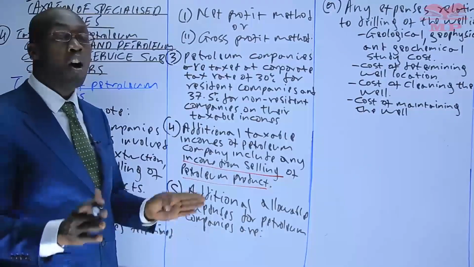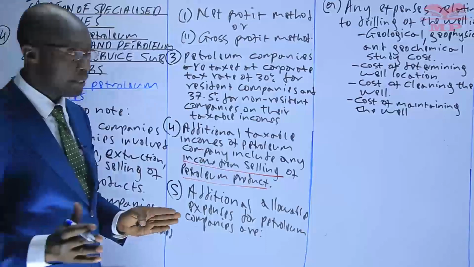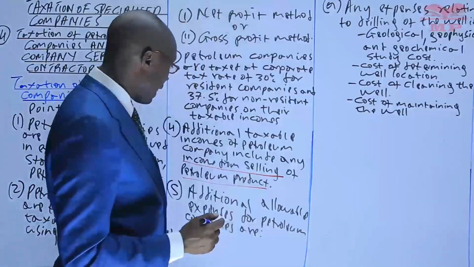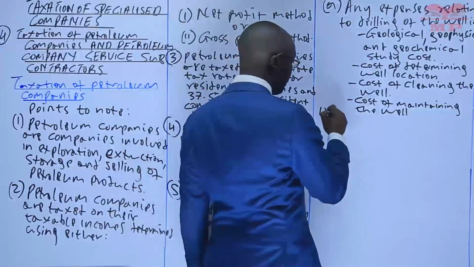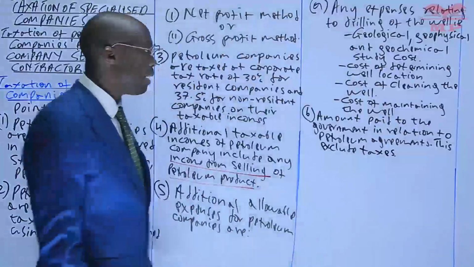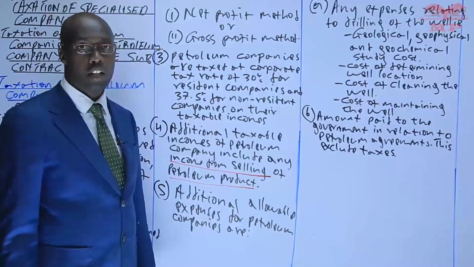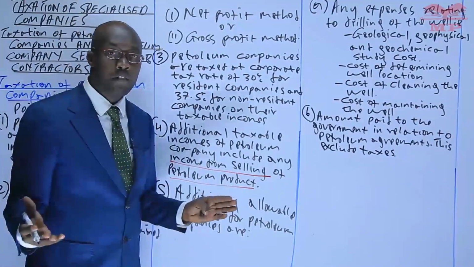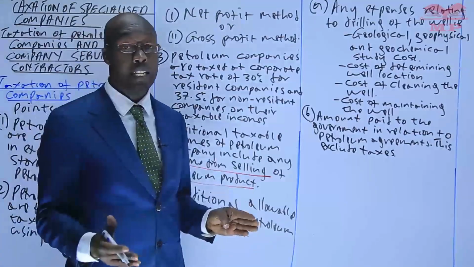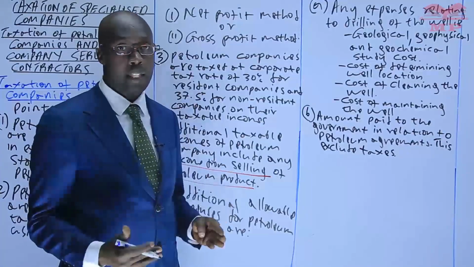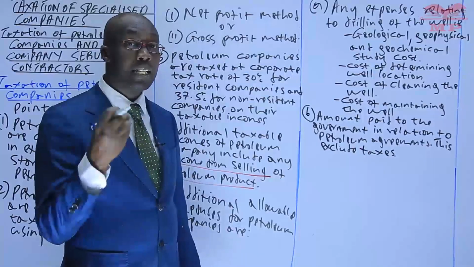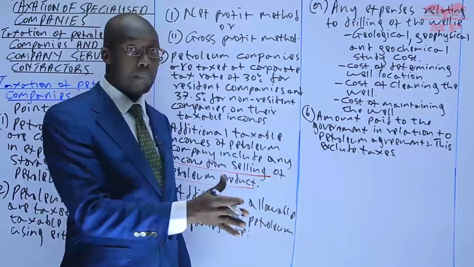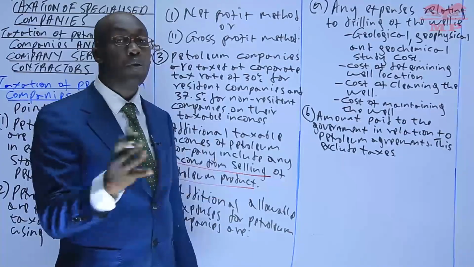It doesn't matter. All these are supposed to be allowable expenses. Number 2, another additional allowable expense. We are saying that any amount paid to the government in addition to the petroleum agreement, that sometimes you can find that the petroleum company, for it to operate in Kenya, they may enter into an agreement with the government that whatever income they get, some of it has to be paid to the government. That is supposed to be allowable.